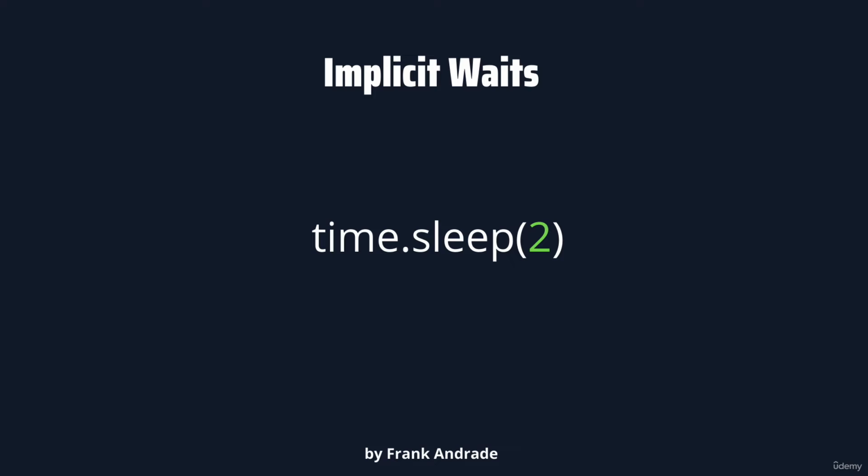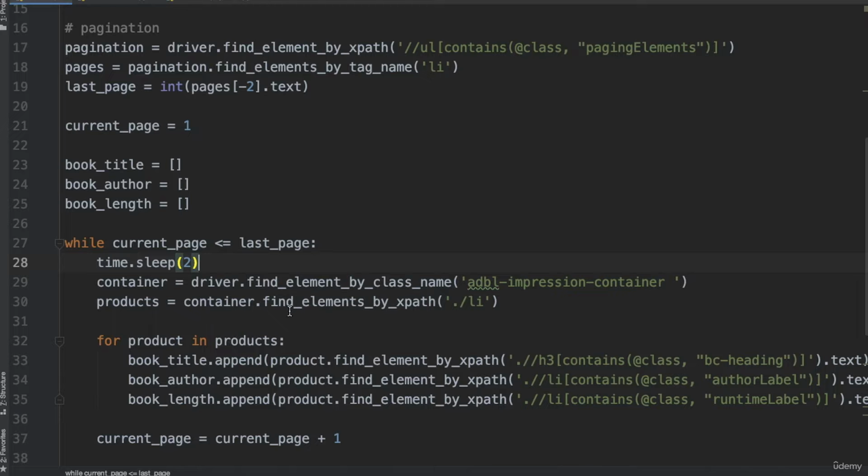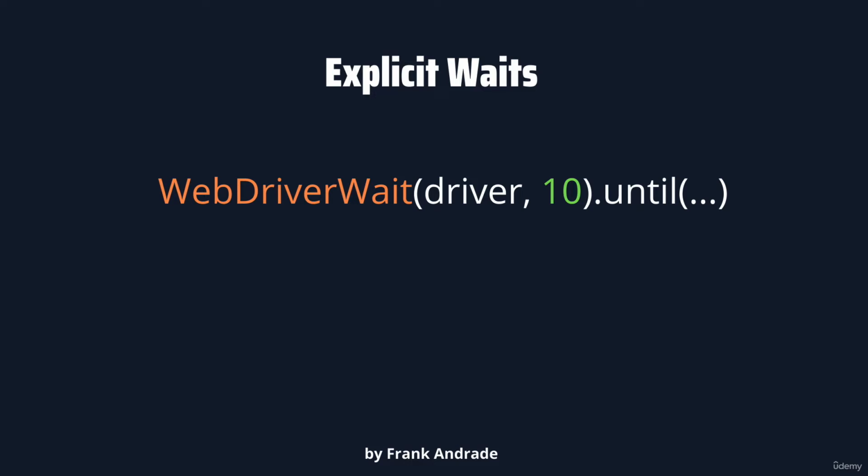We used an implicit wait in the previous video. As you might remember, I set a wait of 2 seconds to make the driver wait 2 seconds after going to the next page. I did this to make sure that all the data was completely loaded when navigating through all the pages. On the other hand, an explicit wait makes the WebDriver wait for a specific condition to occur before proceeding further with the execution.